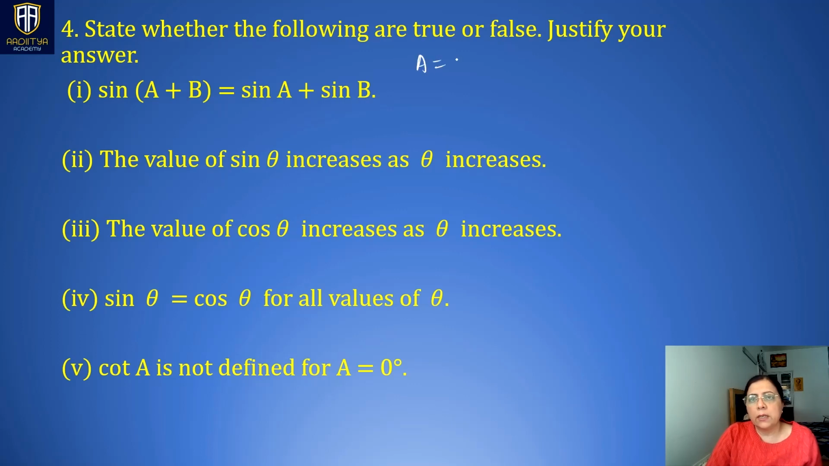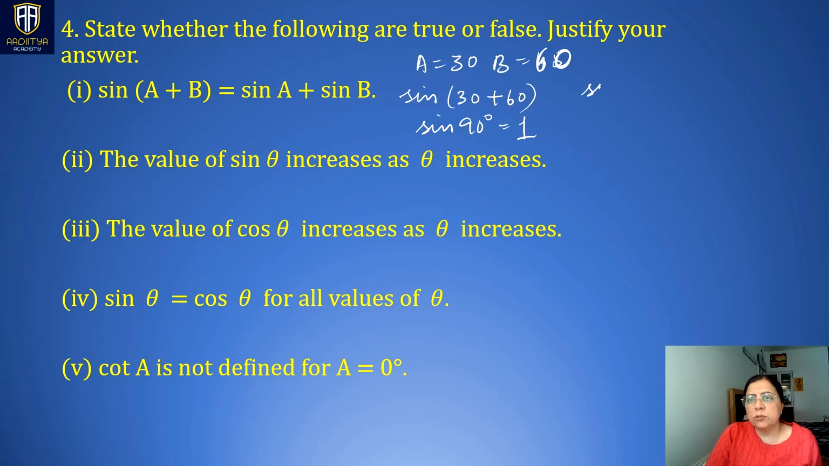So I'm taking A as 30 degrees and B as 45 degrees. We should take the values for which we know the values of sine. Now for the LHS we have sine of 75, but we don't know the value of sine 75. Then what shall we take? 30 and 60, let's say, because we know those. So the LHS is sine of 30 plus 60, which is equal to sine 90. Sine 90 we know that is 1. Now we know the value of LHS.